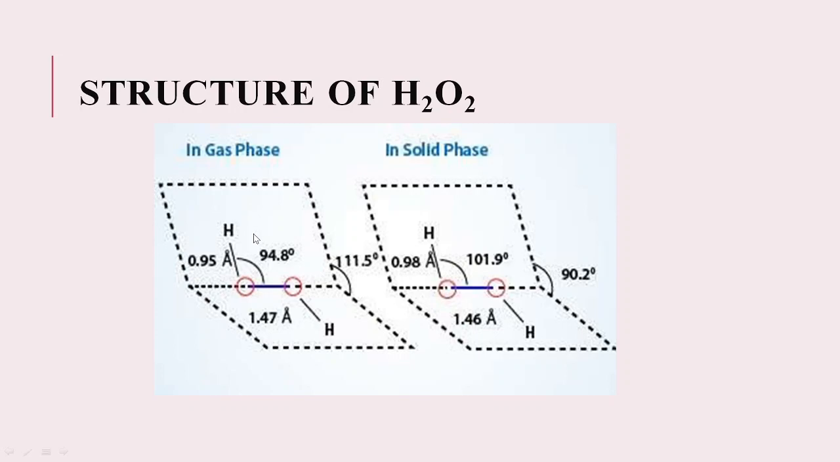Now here in the gas phase, the bond between this H and this O is 0.95 angstrom, which changes in the solid phase to 0.9 angstrom. Similarly with the angle also. The angle here in the gas phase is 94.8 degrees, and here it increases to 101.9 degrees. Similarly here also, this angle is more in the case of gas phase. The other angle, the below one, is more in the case of gas phase, and also this angle is less in the case of solid phase, and here it is more in the case of gas phase.